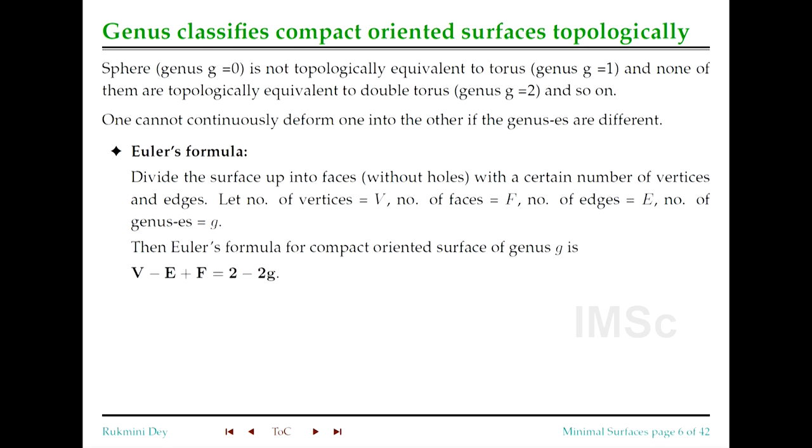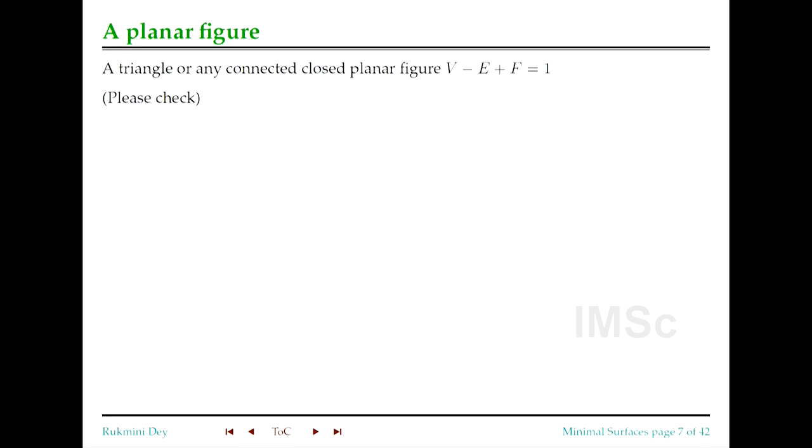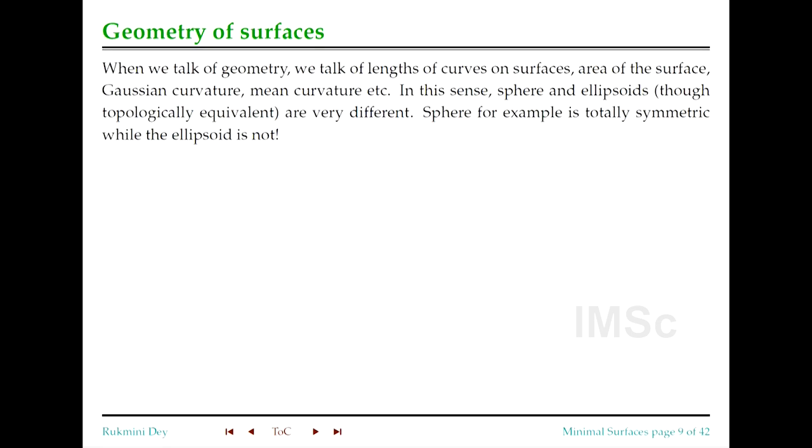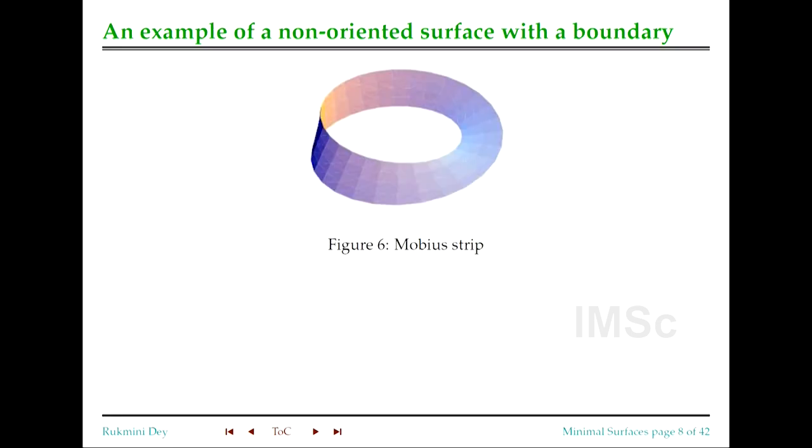For example, for the tetrahedron, octahedron, dodecahedron, icosahedron, if you calculate V minus E plus F, you will find it's just 2. And for the plane, for a triangle, you will see V minus E plus F is 1. And then I just wanted to show an example of a non-oriented surface with a boundary. This is a Mobius strip, and it comes up in minimal surfaces a lot.